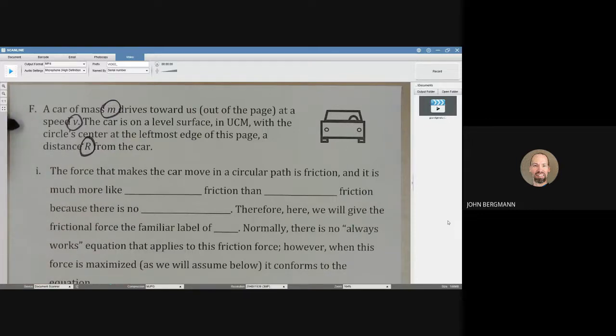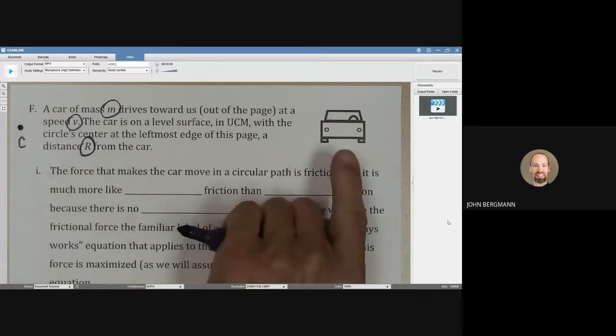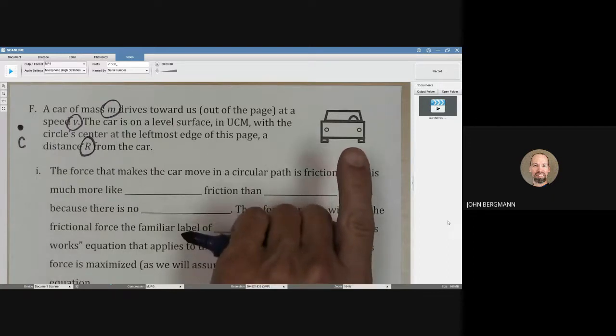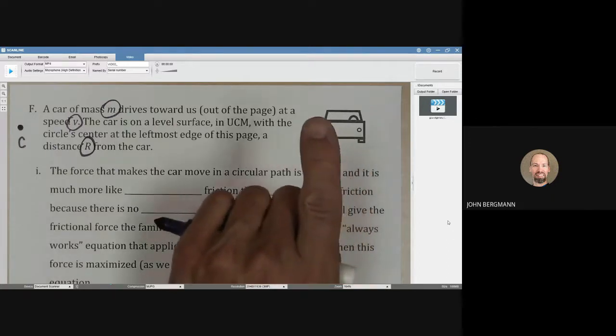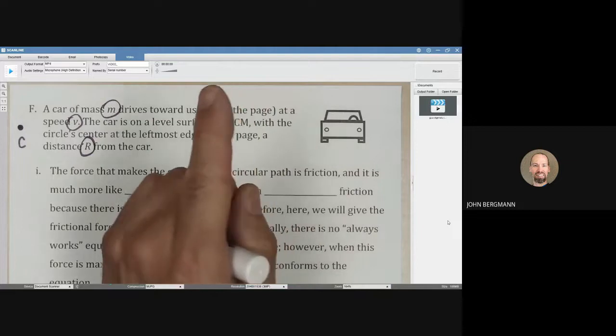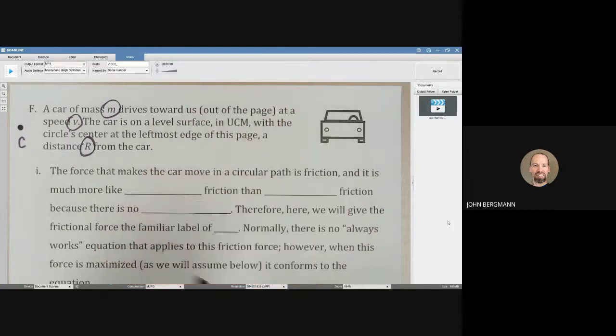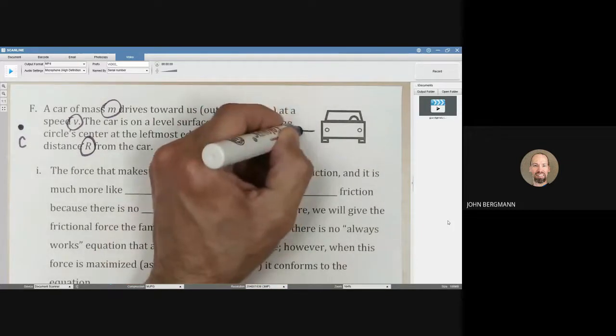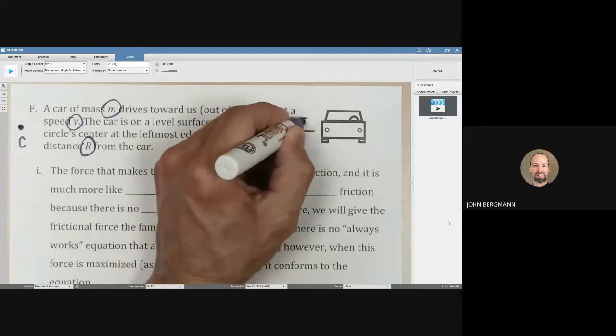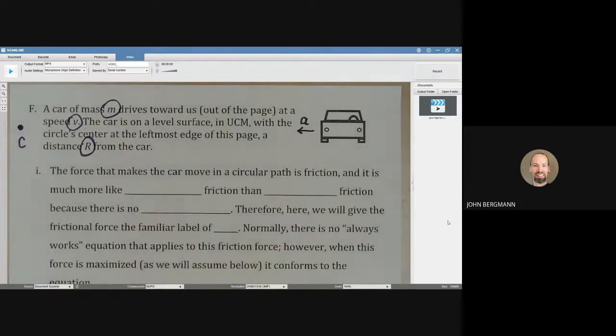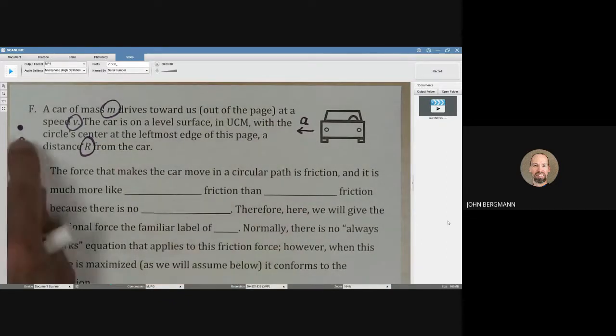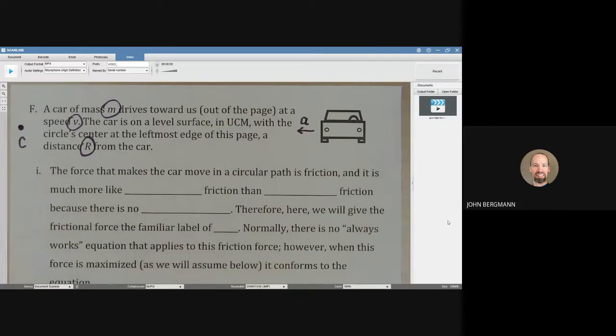The center of the path, if you can see on the very left side of this video, there's the center of the path. And so the car is coming towards us, and then it's going to curve like this. Which means this car is going to be accelerating that way, because there's the center and around the car goes.